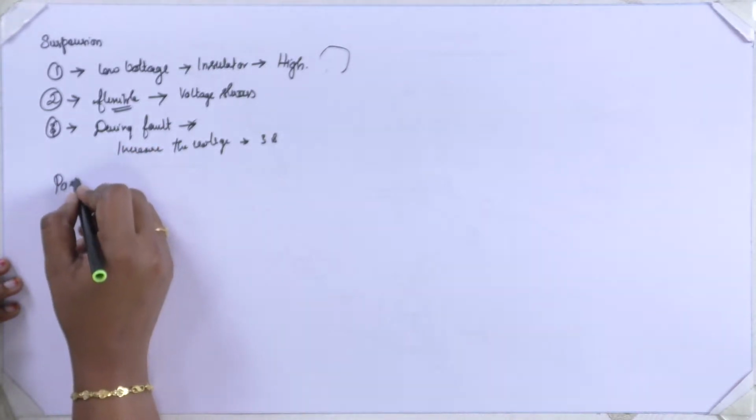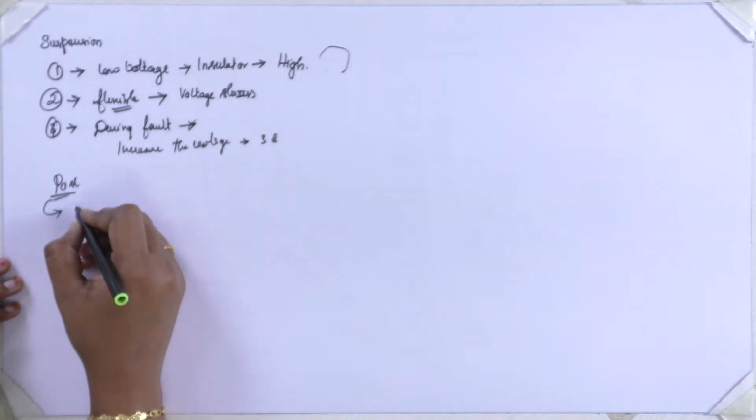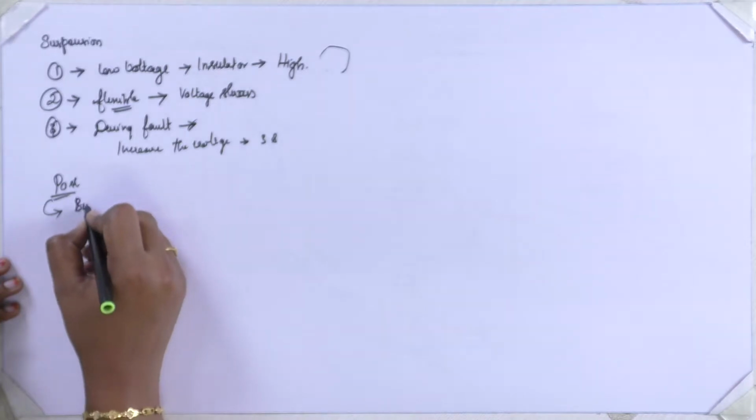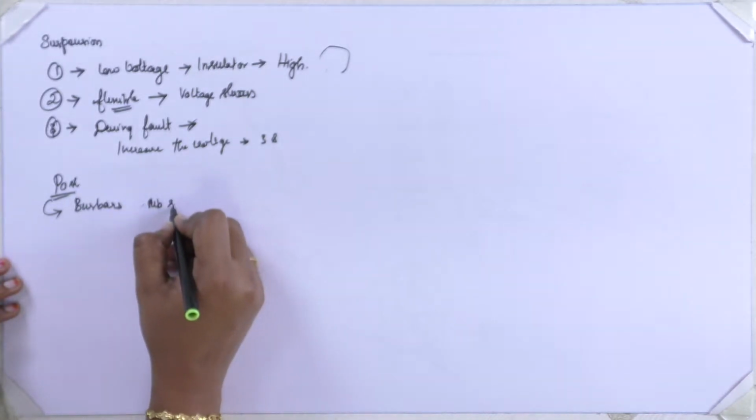Next one is the post type insulator, an advancement of the pin insulator with higher voltage levels. These are used for supporting the bus bars and disconnecting switches in the substations.